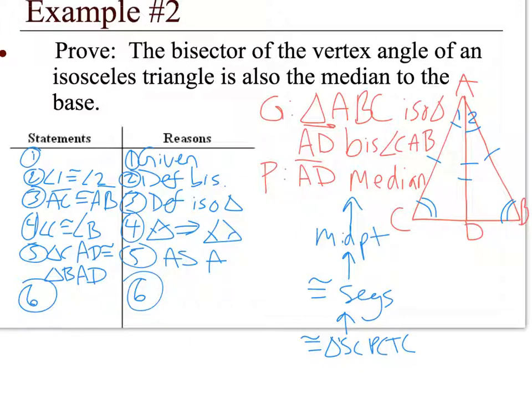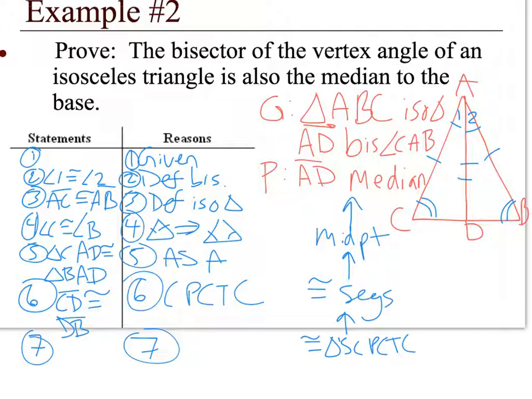Step 6. How about a little CPCTC? I've got my flowy charty going down here. Got my flow going, flowing through the math proof. We can get some CPCTC going, right? Get some congruent segments. So CD and DB are congruent by CPCTC. And we got 7. Well, that would mean that D's midpoint, right? D, midpoint. Definition, midpoint.